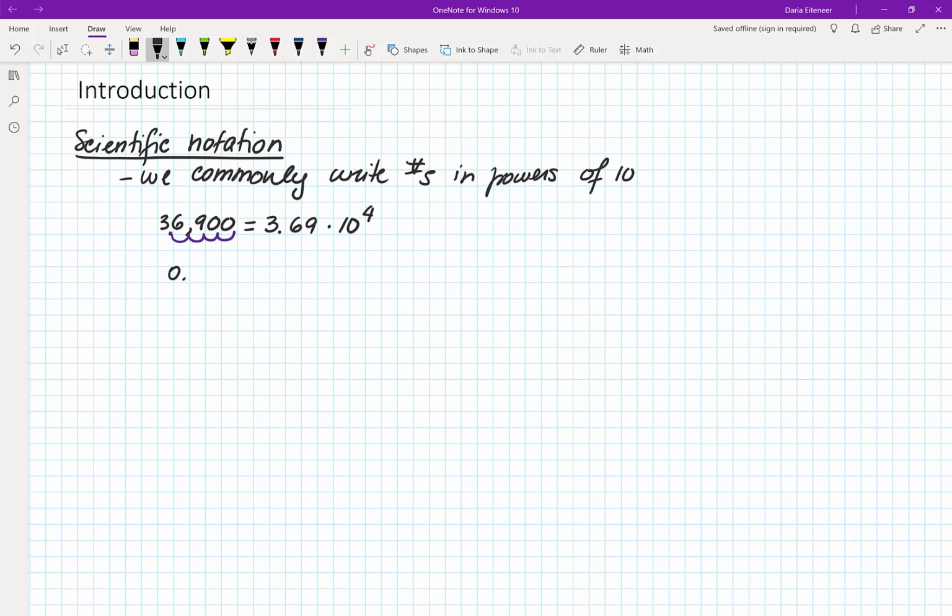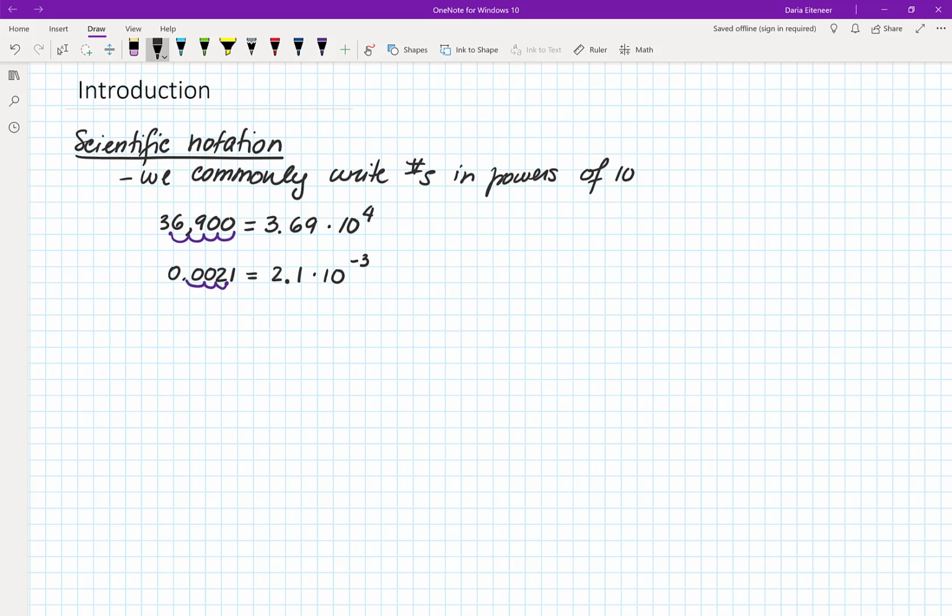Or let's say we take this number, 0.0021. So again, the first non-zero digit, period, the rest of the digits, times 10 to the power, and then this is where the decimal is. So I go 1, 2, 3 to get to the place where it was originally. So this is going to be power negative 3 to denote that this is a small number. So big number, positive powers of 10, small number, negative powers of 10.